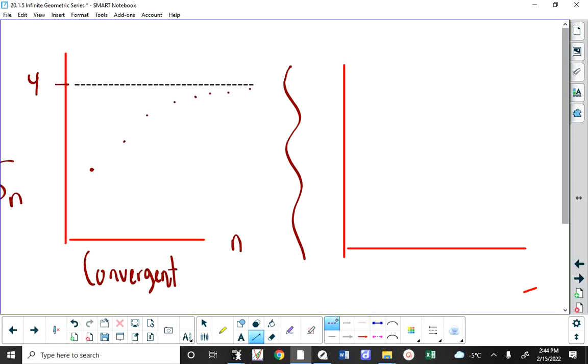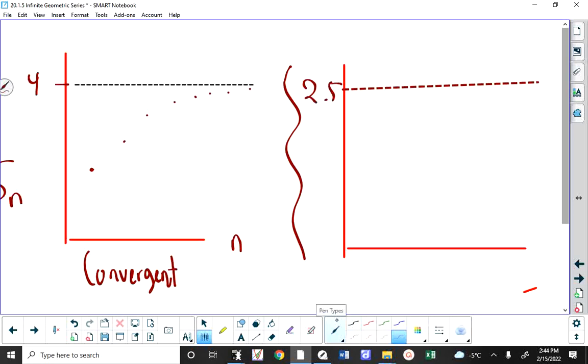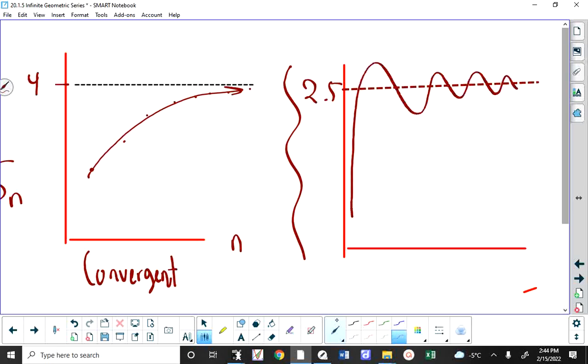This is 2.5. And in fact, with this one, I'm not even going to put dots. I'm just going to put a curve. That's what the sum graph looks like for that one. For this one, it looks like the following. Goes up above it, and then it goes below it. And then it goes up above it, and it goes below it. But each time it goes up or below, it goes up or below less than it was going up or below before. This thing is wobbling up and down, zeroing in on, converging in on 2.5.